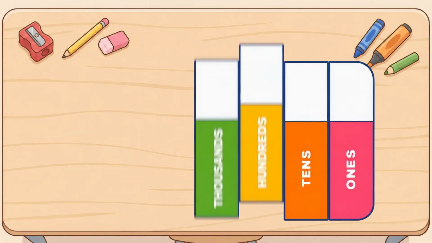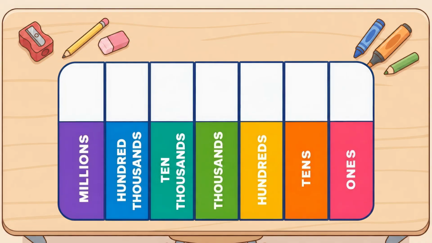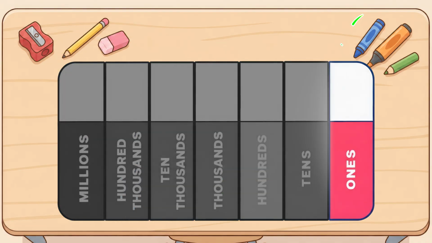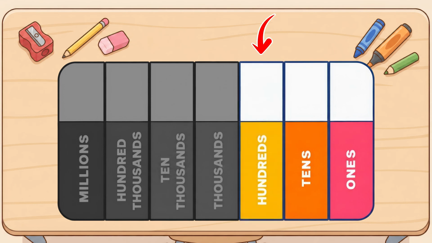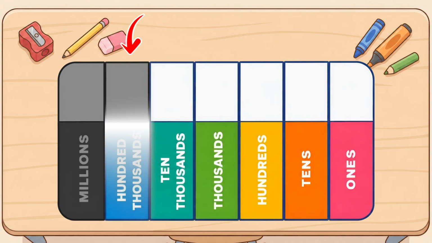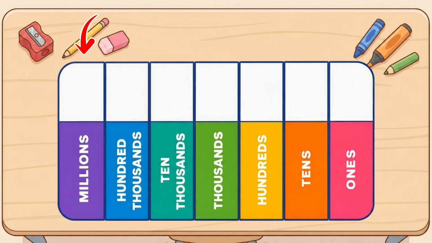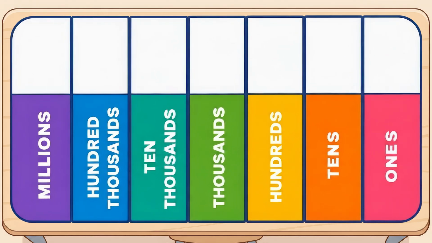Every number has these places, and we line them up in a chart like this. Look how far it goes. The spot on the far right is the ones place. Next to it is the tens place. Next to that is the hundreds place. Then the thousands place. Then it keeps going. 10,000s, 100,000s, and 1,000,000. And even bigger. Whoa! Now here's the amazing part.